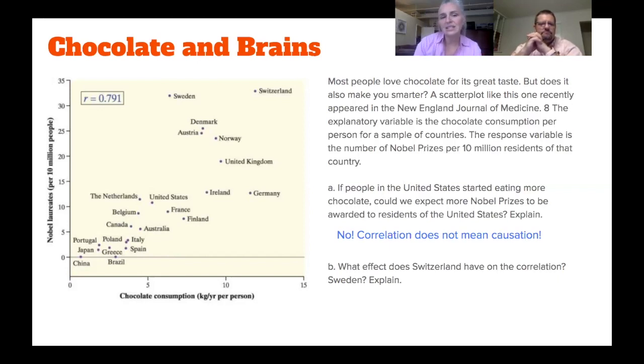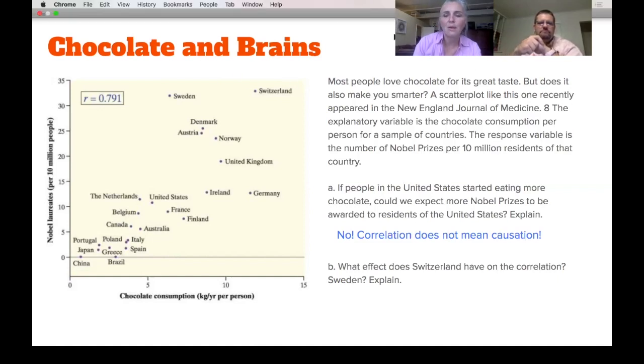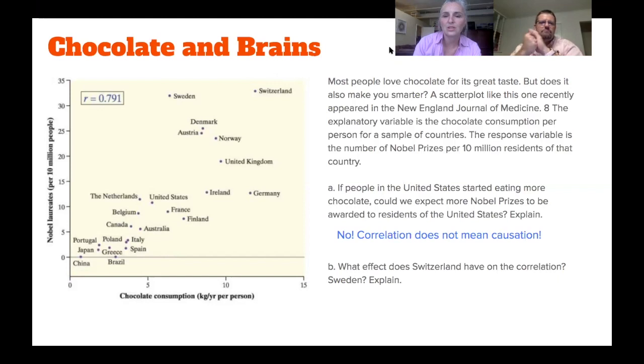So looking at this graph here, Mr. Bobby, what do you think about Switzerland? What do you think the R value is telling us about Switzerland? So Switzerland is this point up here. It is different than the majority of the points, so we would consider it an outlier.